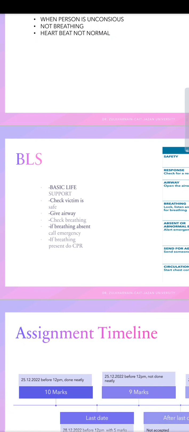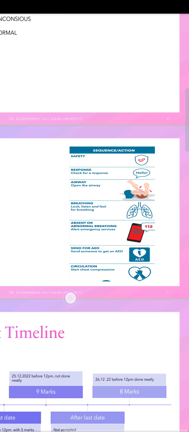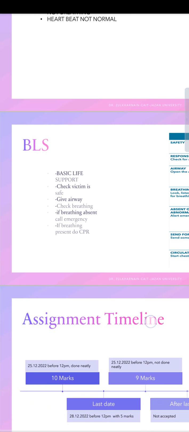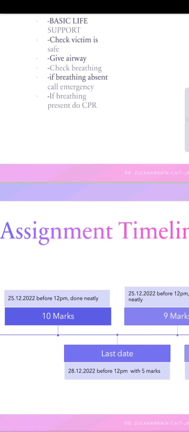Similarly, what you do in BLS: you check whether the victim is safe, give him space, that is airway, check for breathing, and if there is a problem, you call a doctor or emergency. So in this way we have the sequence. Check for safety, response, airway, breathing, send for AED, call for the defibrillator, and try to compress the chest. So this is the sequence. Anyway, try to read from the slides. So this is how assignment and homework slides should be read.